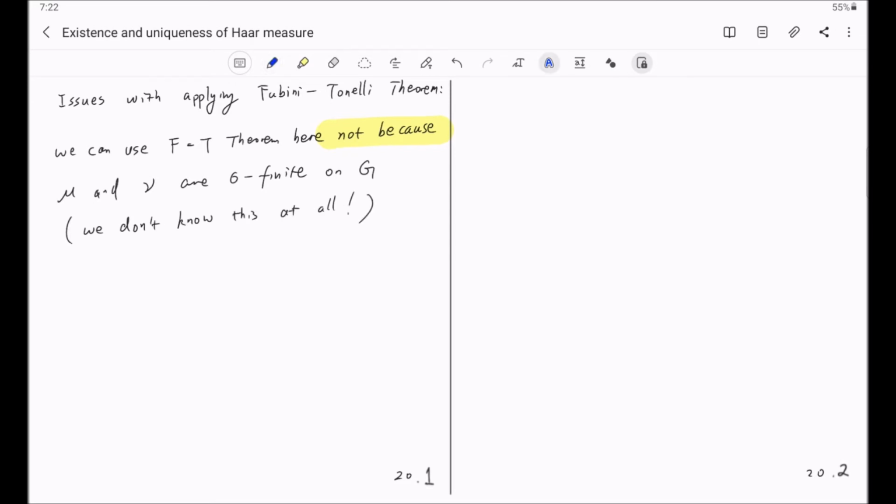If you don't remember the statement of Fubini-Tonelli theorem, let me remind you. You can find this in Folland's Real Analysis, page 67, section 2.37. You can find it in here. So it's not because mu and nu here are sigma finite on G, but because F and H are in the space of compact supported positive functions.